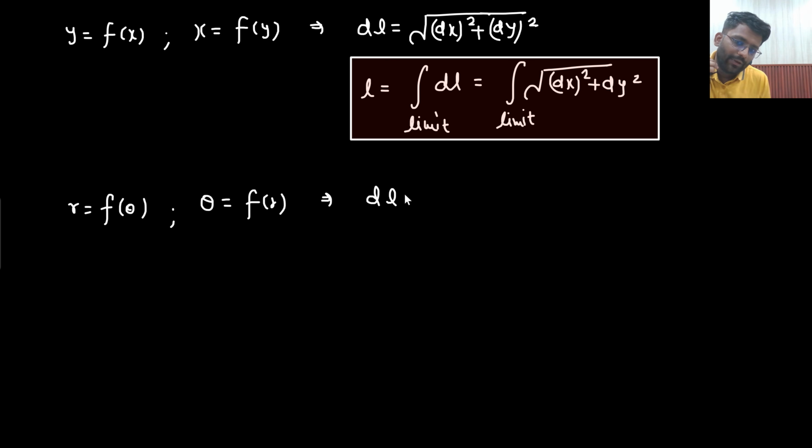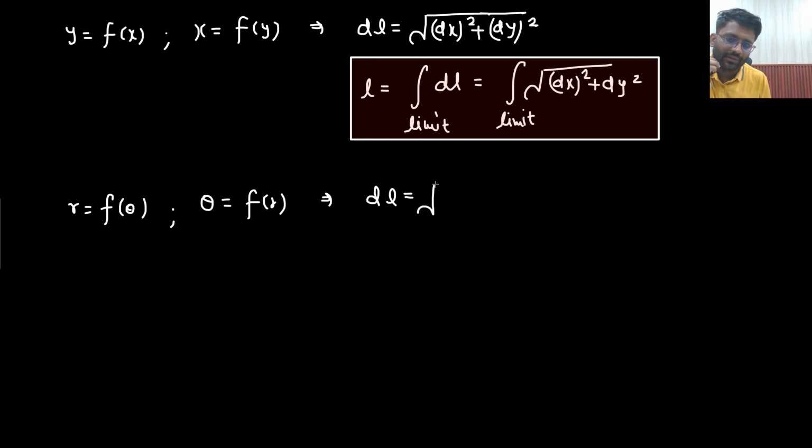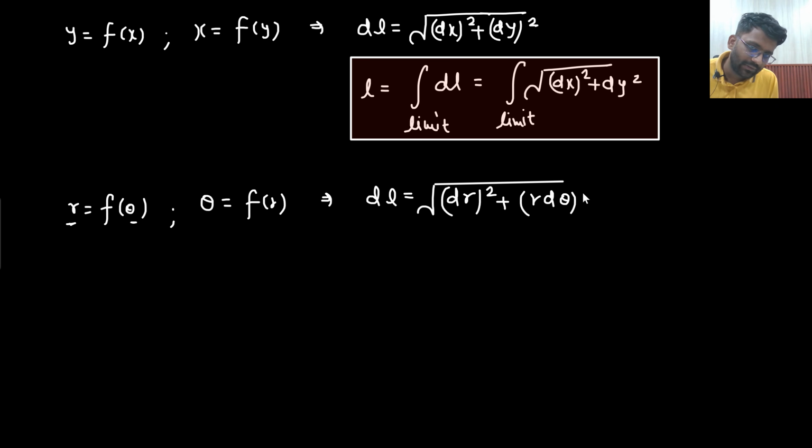So what do you think, what will be your dl? Here two variables are there, r and theta. How much do you work in the direction of r? Sir, I work for dr. And how much do you work in the direction of theta? Sir, I work for r d theta. There you go. That's it.